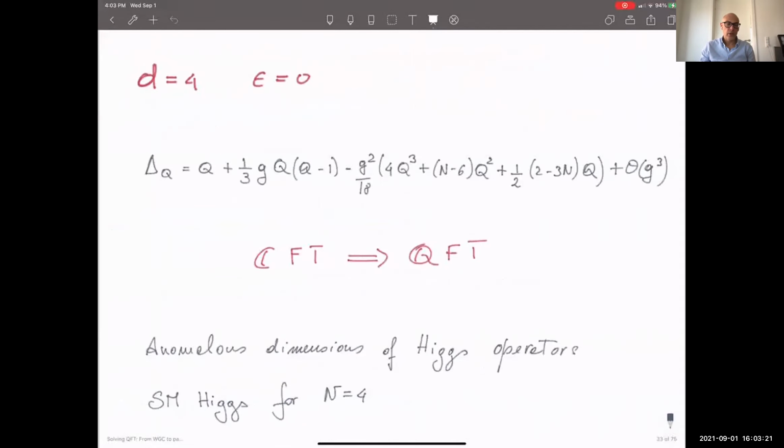If you now go to four dimensions and epsilon equal to 0, you can turn the CFT computation into a computation of an anomalous dimension of the charged operator, and this is the corresponding perturbative correction up to order g to the cube. So you can smoothly go from the CFT to the QFT, which is interesting, for example, because this is related to the Higgs of the standard model.